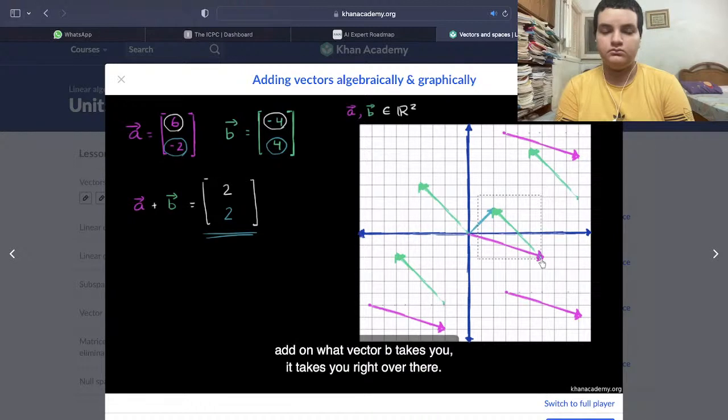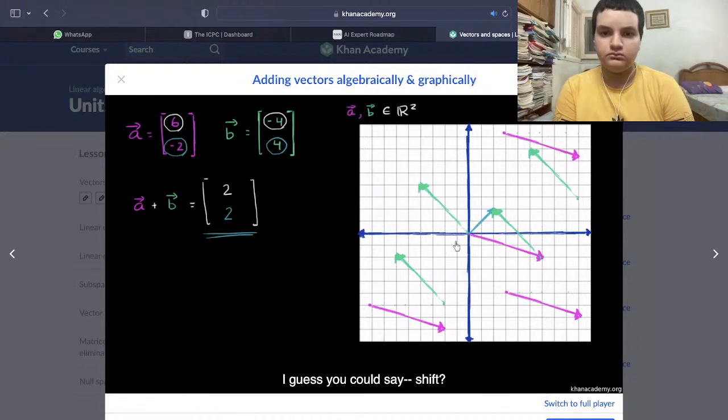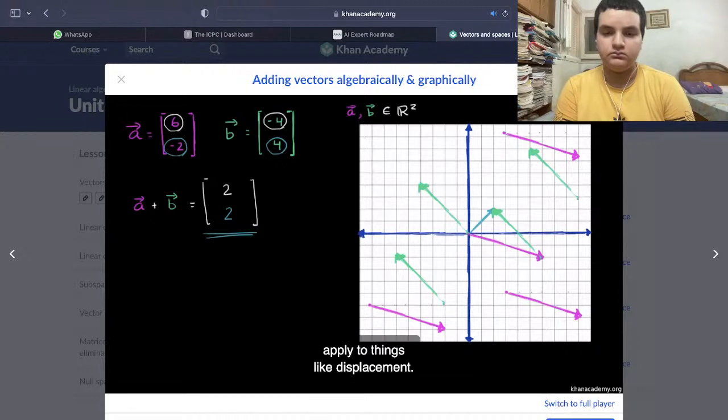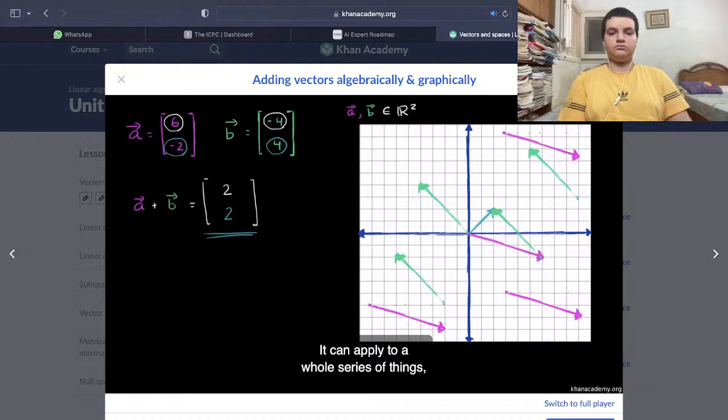Then if you add on what vector B takes you, it takes you right over there. So relative to the origin, how much did you, I guess you could say, shift? And once again, vectors don't only apply to things like displacement. It can apply to velocity, it can apply to actual acceleration, it can apply to a whole series of things. But when you visualize it this way, you see that it does make complete sense.